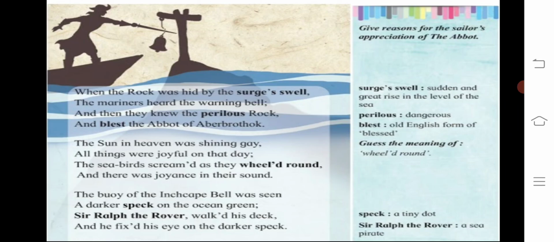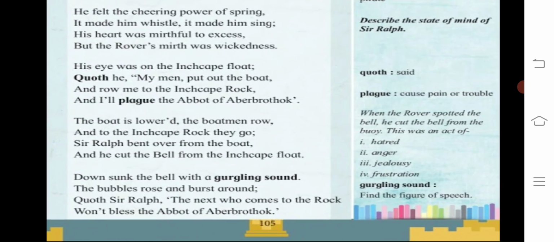So this is the starting stanza. He was looking towards Inchcape bell, the tiny dot, in which attitude? What exactly did he want to do? See the next part. He felt the cheering power of spring. Actually, the atmosphere, the season was spring, and because of that a joyous atmosphere was there. It made him whistle, it made him sing.